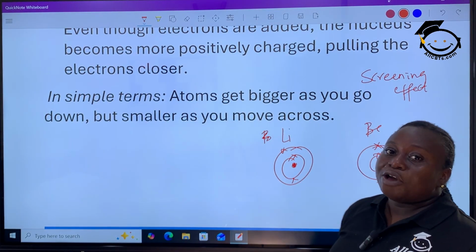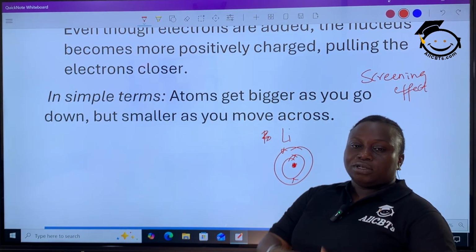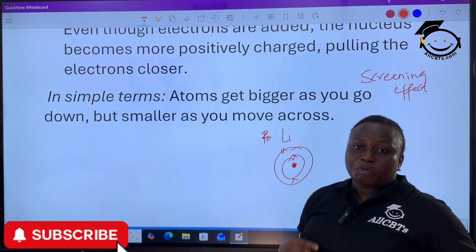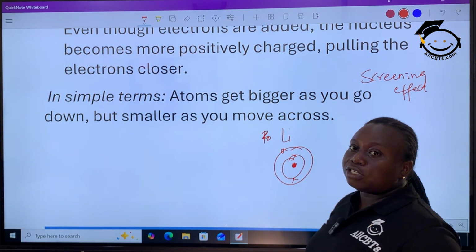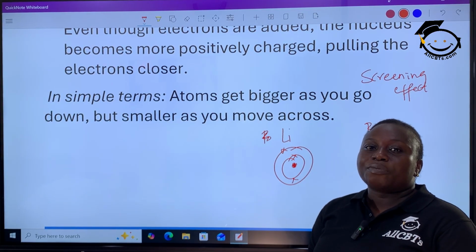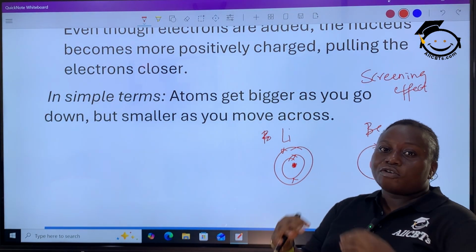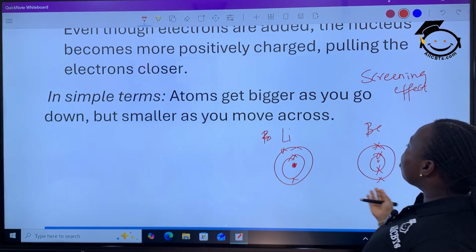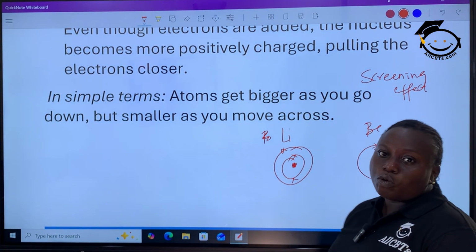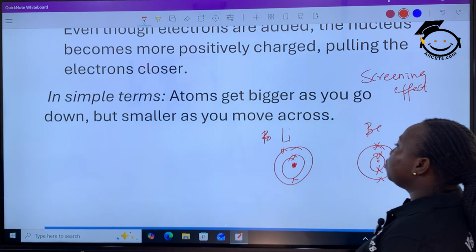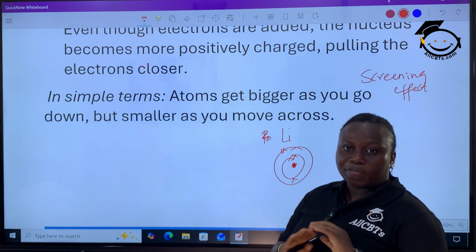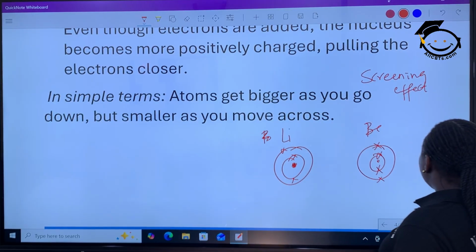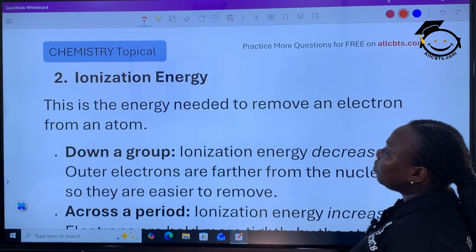So this is why when we are going down the group, the size is going to increase. Why? Because we are adding shells. But going across the period it is going to get smaller. Why? Because of the screening effect, because of repulsion. And we have seen that shells are not being added when we go across the period. So this is what happens in the periodic table on atomic radius. Let's move to the next property.